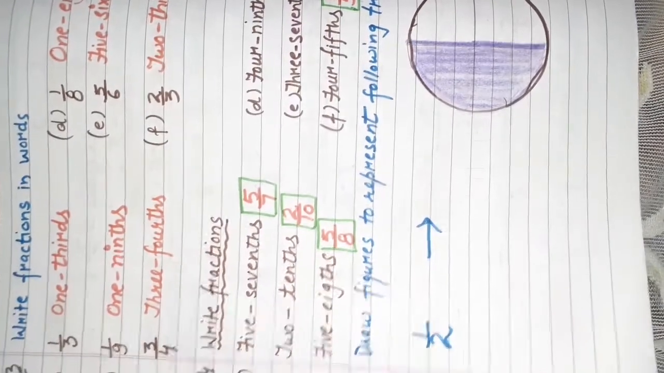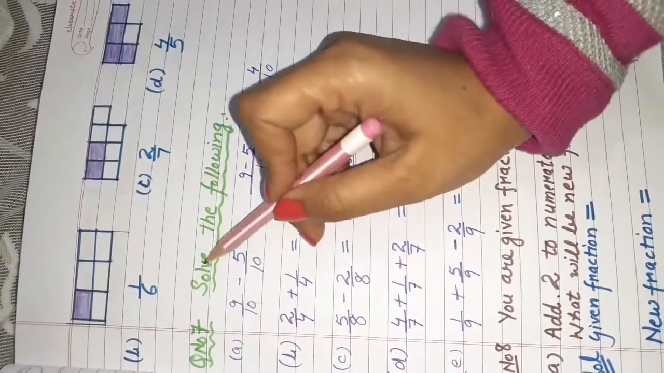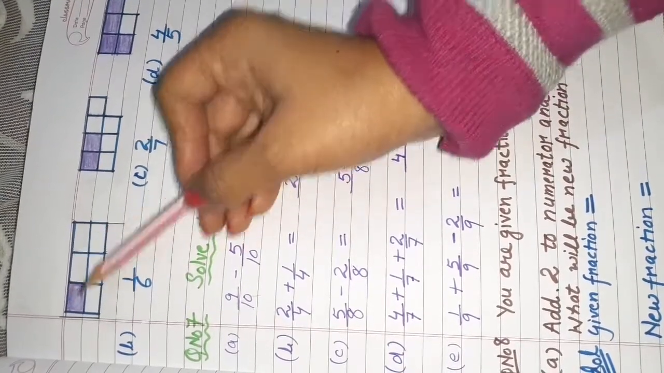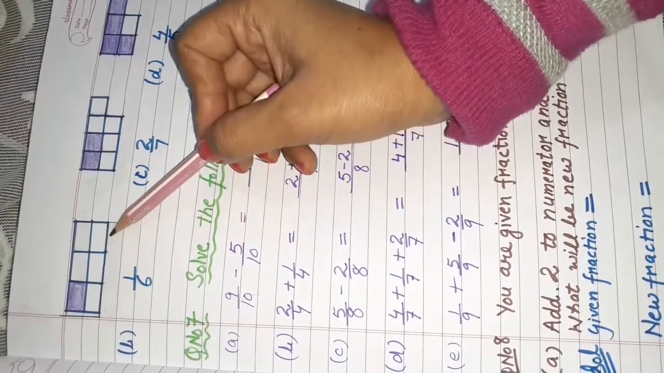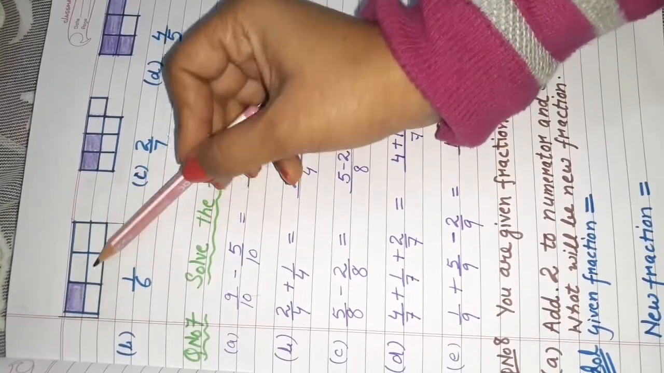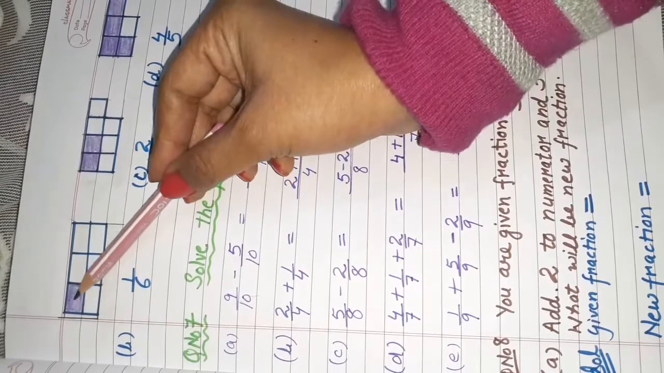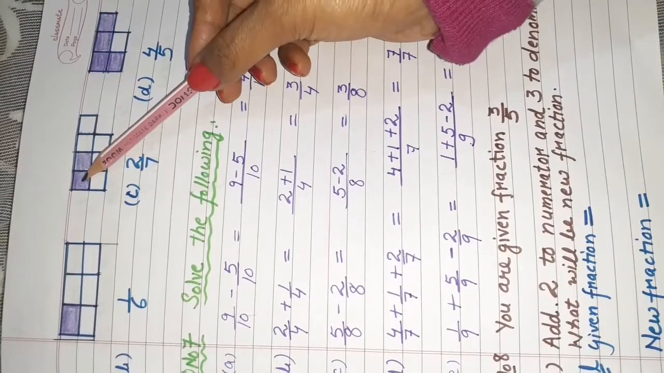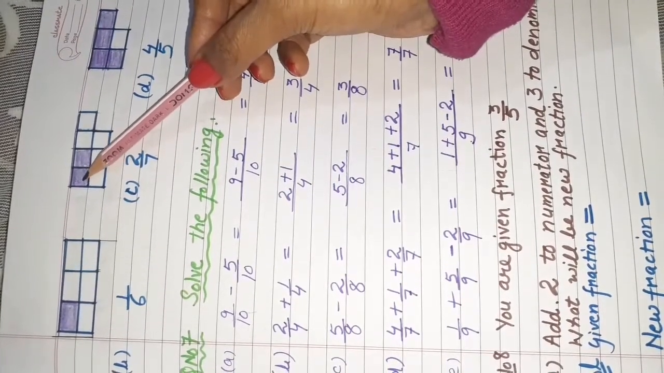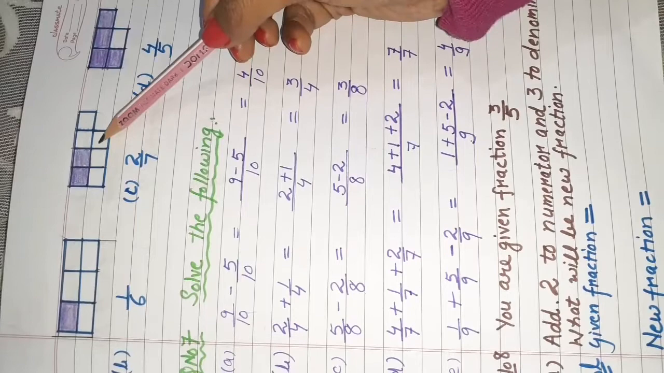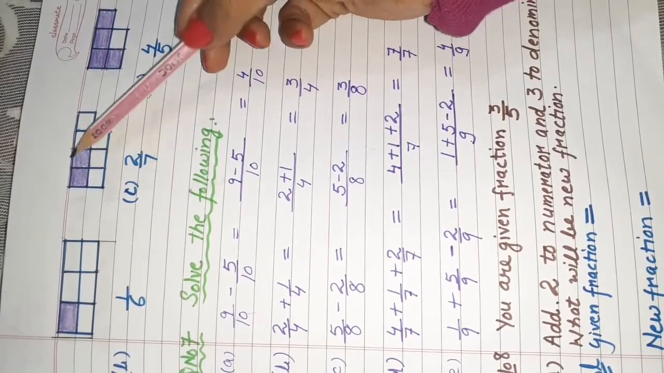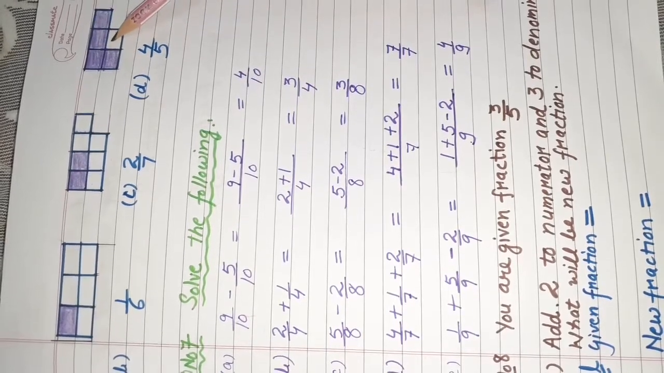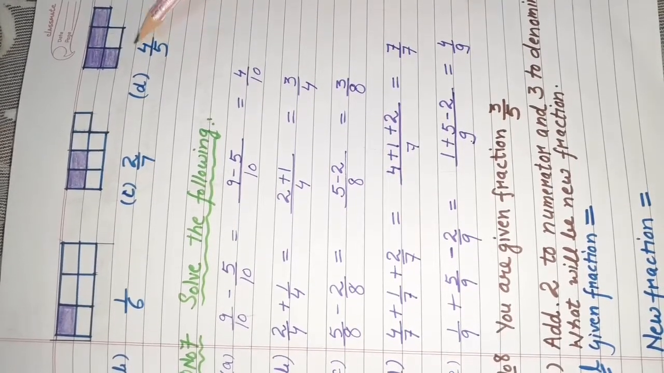Now in B part, fraction is your 1/6. So I divided this figure into 6 equal parts and I shaded one of them. So the fraction is your 1/6. Now it's your 2/7. Again I have total equal parts here, 1, 2, 3, 4, 5, 6, 7, and out of 7 you have to shade 2. Now it's your 4/5. So 5 equal parts are here and you have to shade 4.